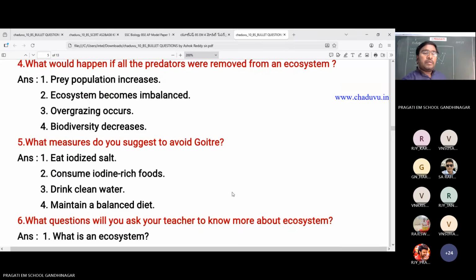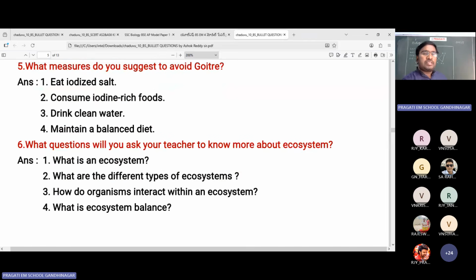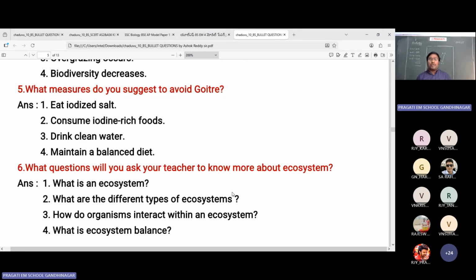Okay, next. The most important question in 2 marks is, what measures do you suggest to avoid goiter? Goiter problem is related to the thyroid gland, isn't it? This is also one of the repeated questions, children. So, what measures do you suggest to avoid goiter? The first thing is eat iodized salt, consume iodine-rich foods, drink clean water, and maintain a balanced diet. Okay, children? These are very, very important suggestions to avoid goiter.